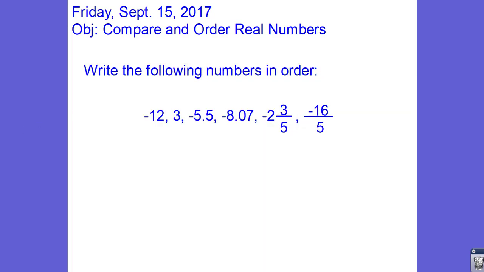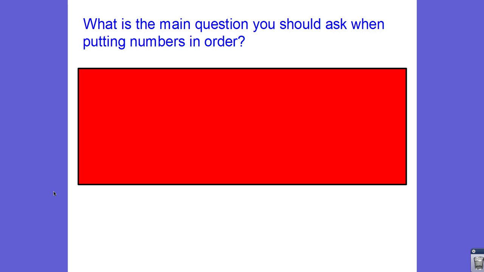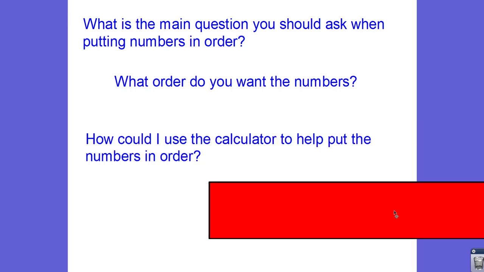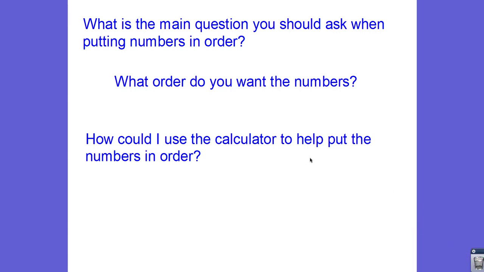So if we were to take this set of numbers right here, and I were to ask you to put them in order, there should be a question that pops into your brain. What is that main question that you should ask when putting any numbers in order? Good. The first question should be, what order do you want them in? There are 2 main orders that we have, least to greatest and greatest to least. Now, since we are doing 8th grade math, how do you think the calculator might help you in order to put these numbers in order?